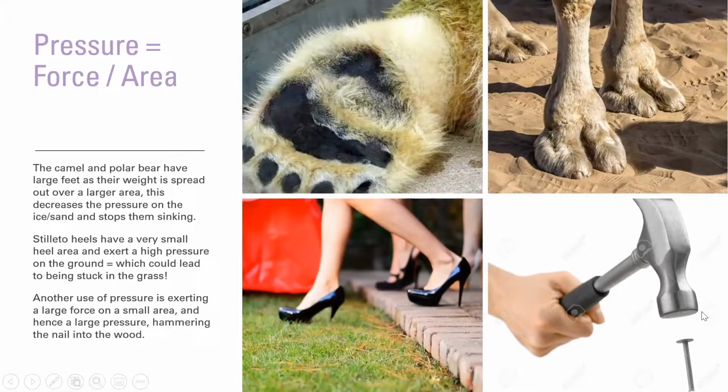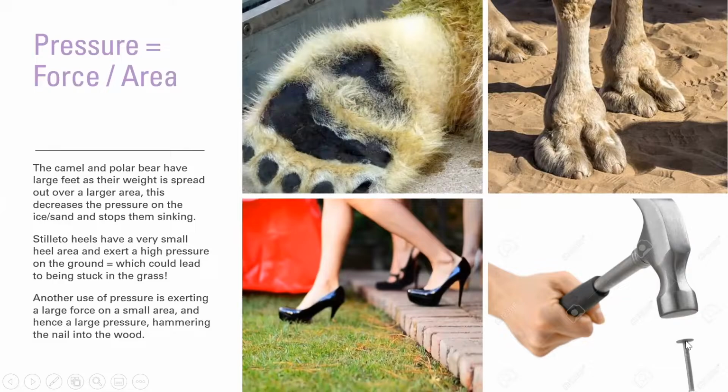Another example is hammering a nail into a piece of wood. You can see the nail's got a pointed tip, and the hammer's got quite a small area too. That's why you'll see comedy things where people hit their own thumb with the hammer. It's got quite a small point, but obviously enough to hit the nail in. So if you put a force onto a small area, that becomes a large pressure. The pressure in that case is wanted. Obviously, it drives the nail into the wood.